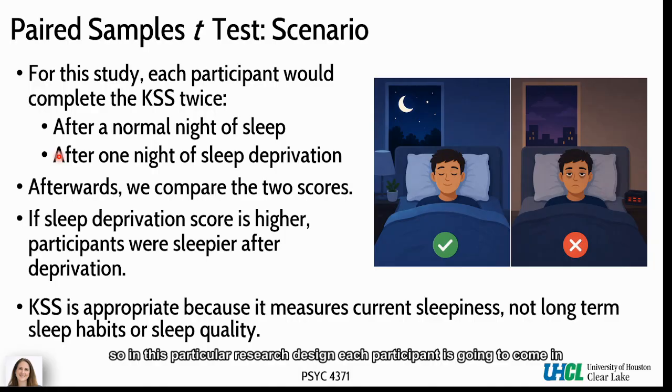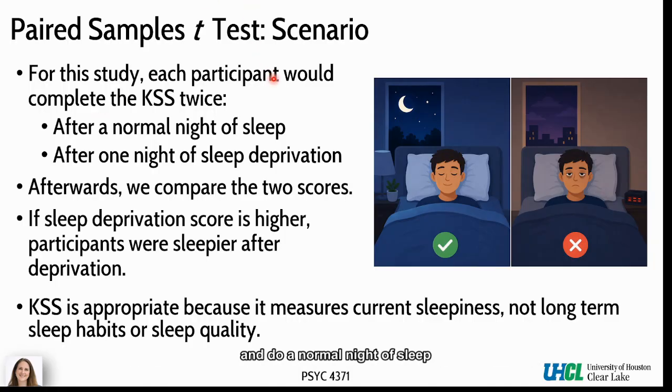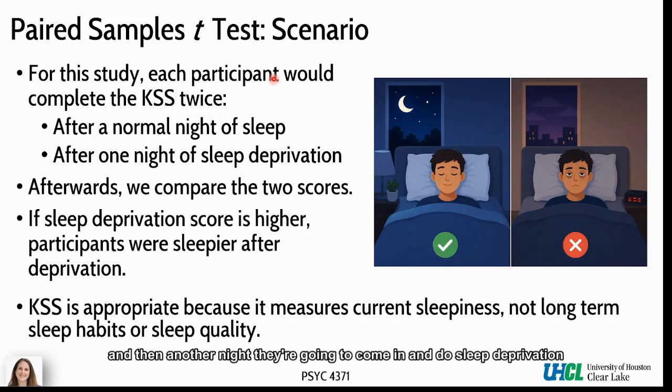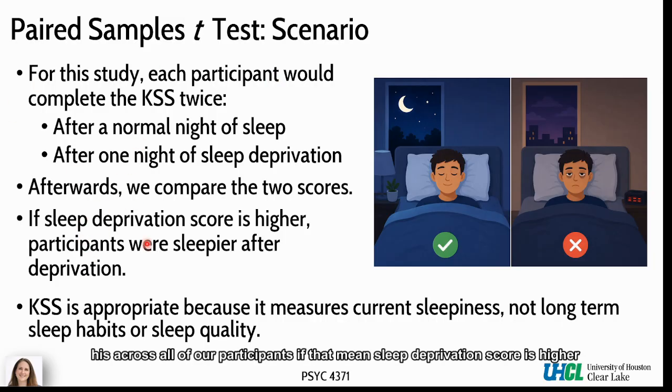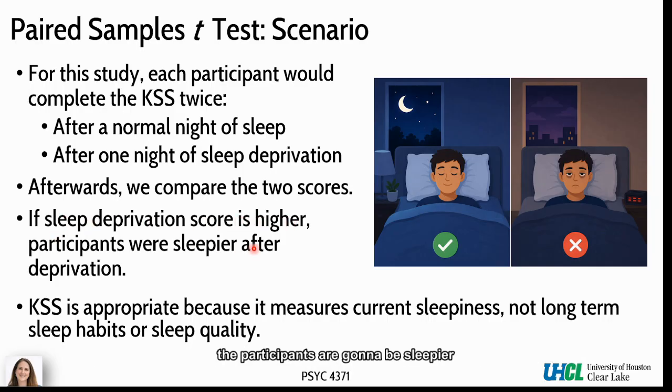So in this particular research design, each participant is going to come in and do a normal night of sleep, and then another night they're going to come in and do sleep deprivation. They're going to take the KSS twice after each of those nights. So we're going to have 2 scores for each participant. And what we're going to look at is across all of our participants, if that mean sleep deprivation score is higher, the participants are going to be sleepier.